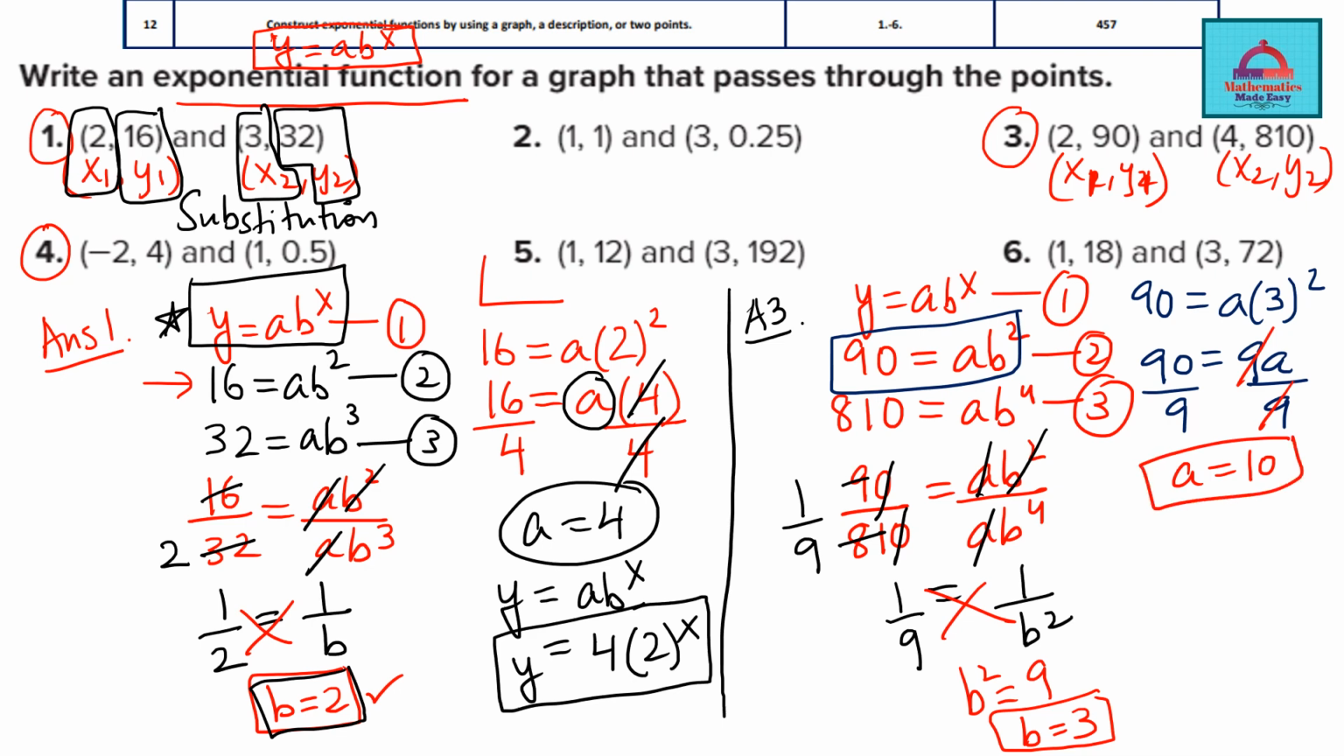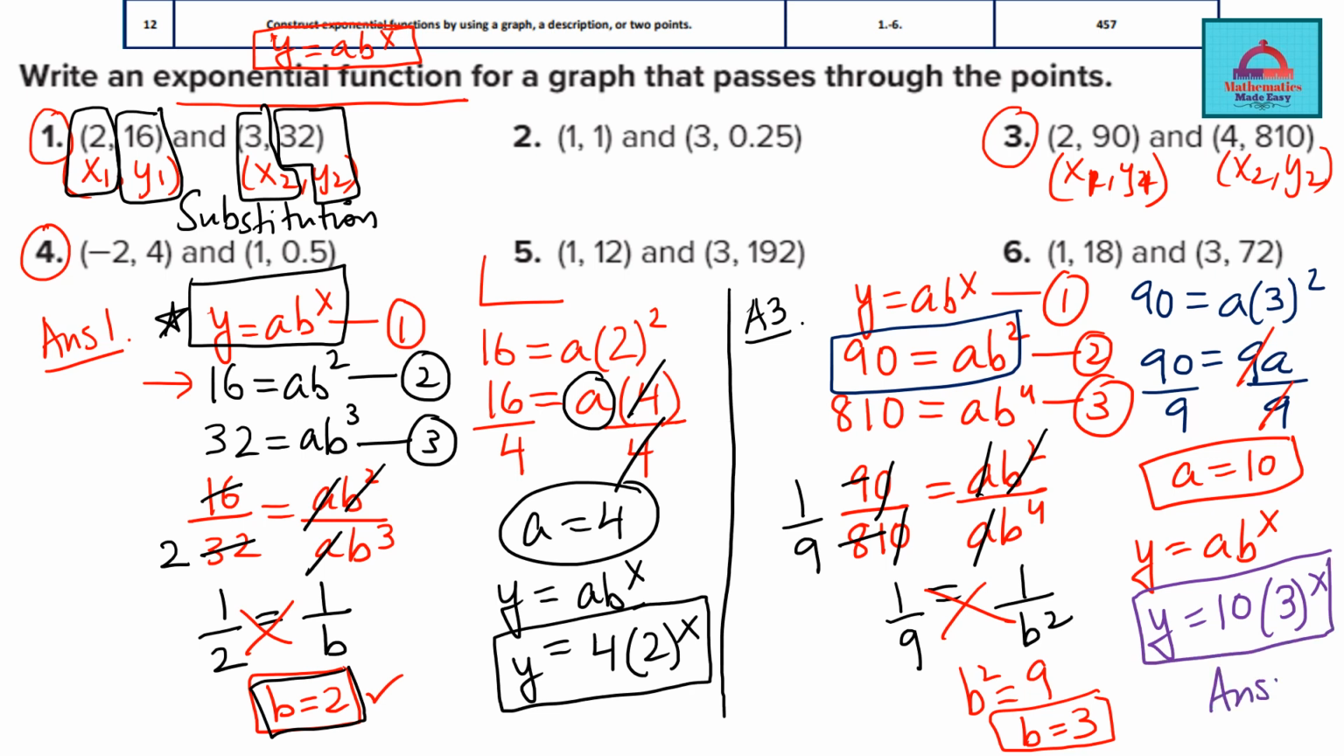So I have got the value of both the variables a and b. Now I'm going to put the value of a and b in the original equation to write the exponential function. So your answer for this question is y is equal to 10 times 3 to the power x.